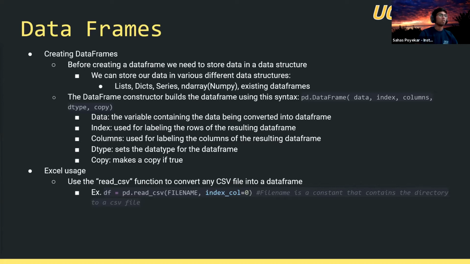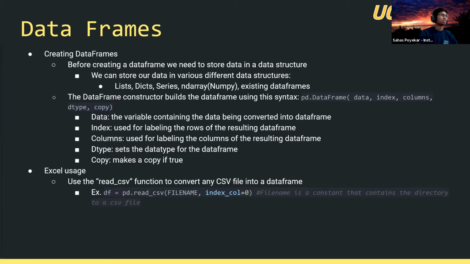The parameters that we're looking at are data, index, columns, dtype, and copy. Data is pretty self-explanatory. It'll take in variables that contain all of our data and convert that into our data frame. So that'll be our existing list, dictionary, series, ndarray, and other kinds of data structures. The next one is index, which is used for labeling the rows of the resulting data frame that we create. It'll also take in columns, which will be used to label the columns of our resulting data frame. And dtype sets the data type for our data frame. So if we want to create a data frame of all floats, we set dtype to float, or if we wanted a data frame of all booleans, we would set dtype to boolean. The last one, which we're not going to worry too much about, is copy, which will just make a copy of an existing data frame if true.